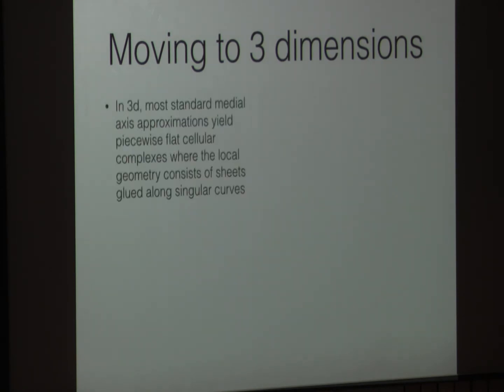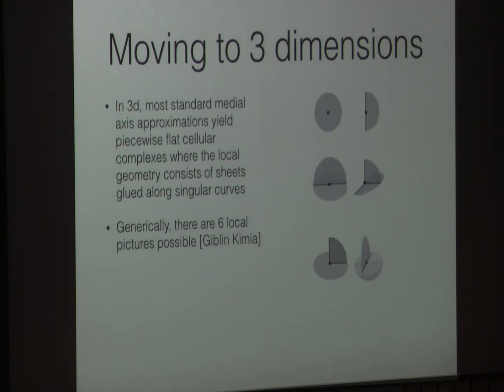Okay, so if I look at the medial axis algorithms, the standard ones do yield piecewise flat cellular complexes, in fact, flat triangulations, where the local geometry is sheets glued along curves. So in fact, generically, even for a union of balls, if you dive through various literature, citing Blum and Kenya, but there are others, there are 6 local pictures possible. This is generic, I'm avoiding lower dimensional degeneracies, which we do have to deal with, but you either have something that looks like a 2-manifold, or a boundary point, those are the top 2.